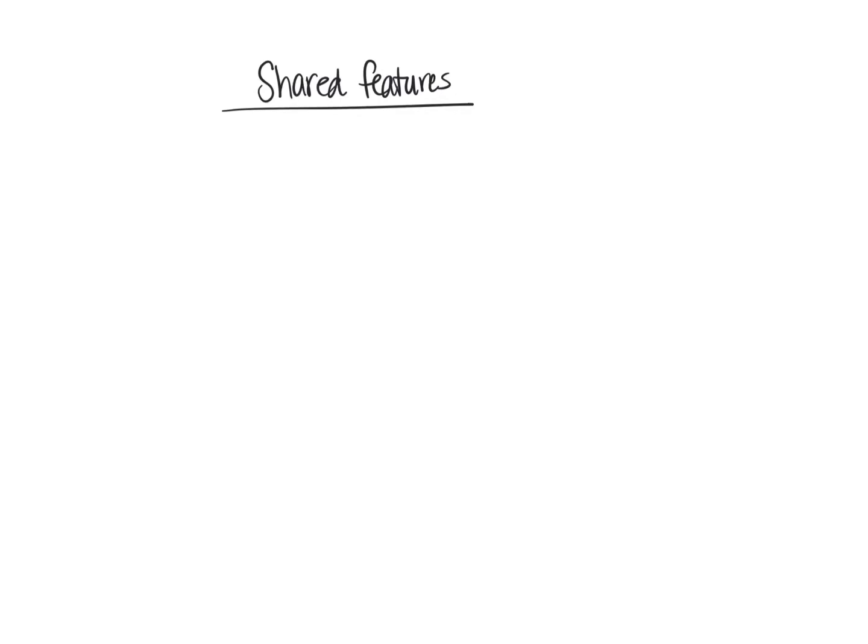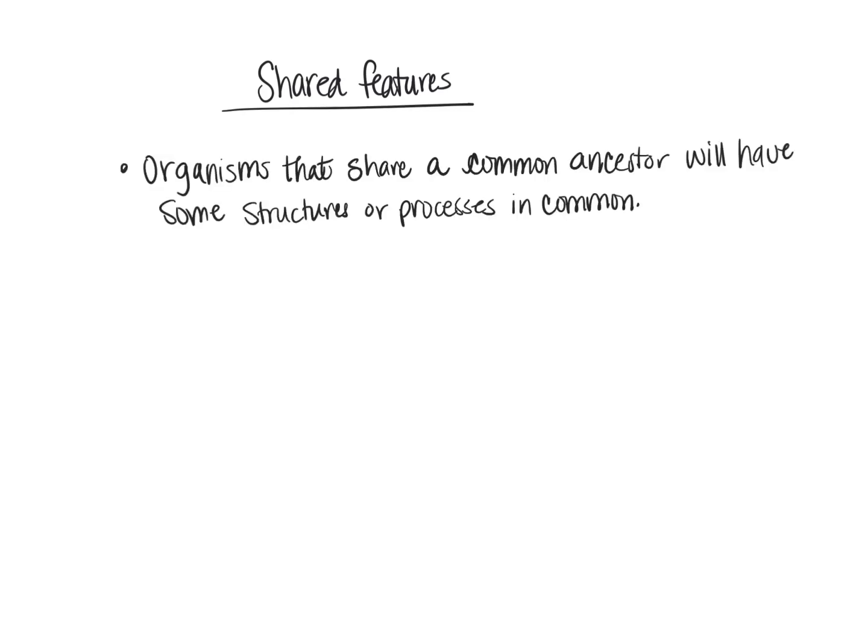Hey everyone, in this video I'm going to be talking about shared features as evidence for evolution. So shared features is the idea that organisms that share a common ancestor will have some structural features or even processes that are in common to both types of species. And in this video we are going to talk about some of the examples we have done throughout the year.